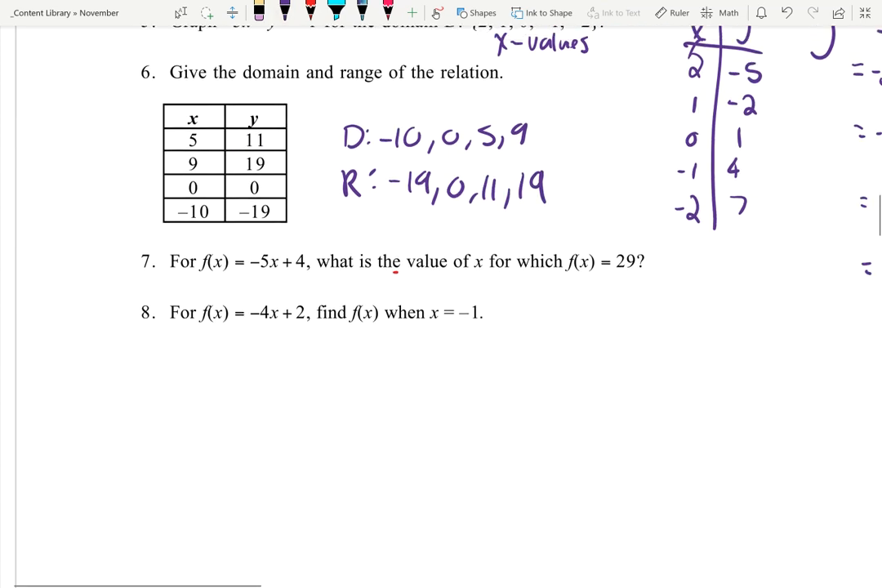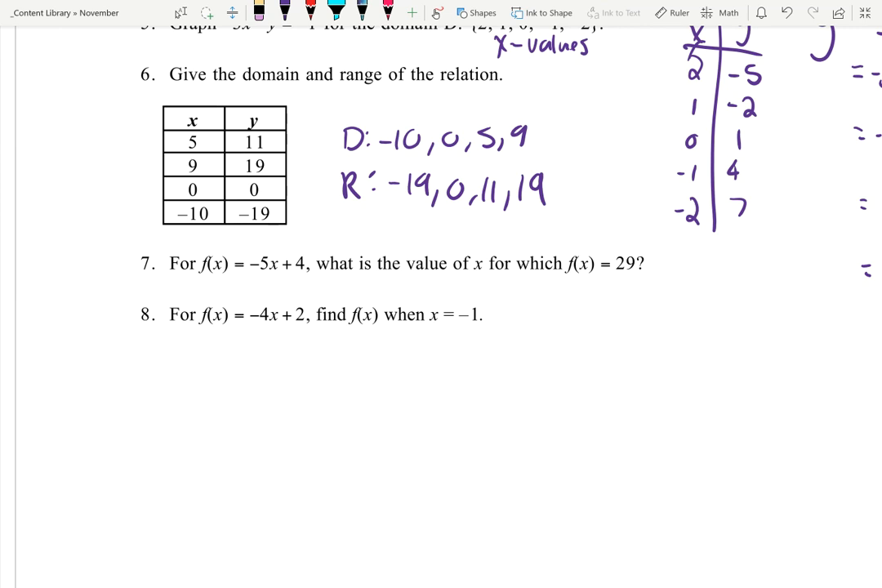That's it. Number 7. For f of x equals negative 5x plus 4, what is the value of x for which f of x equals 29? So again, it's asking for the value of x. So we're not plugging this in for x. 29 is not x, okay? The 29 is what f of x equals, meaning essentially the y value equals 29, not the x value. So what you're going to do to solve this is actually plug the 29 in for f of x.